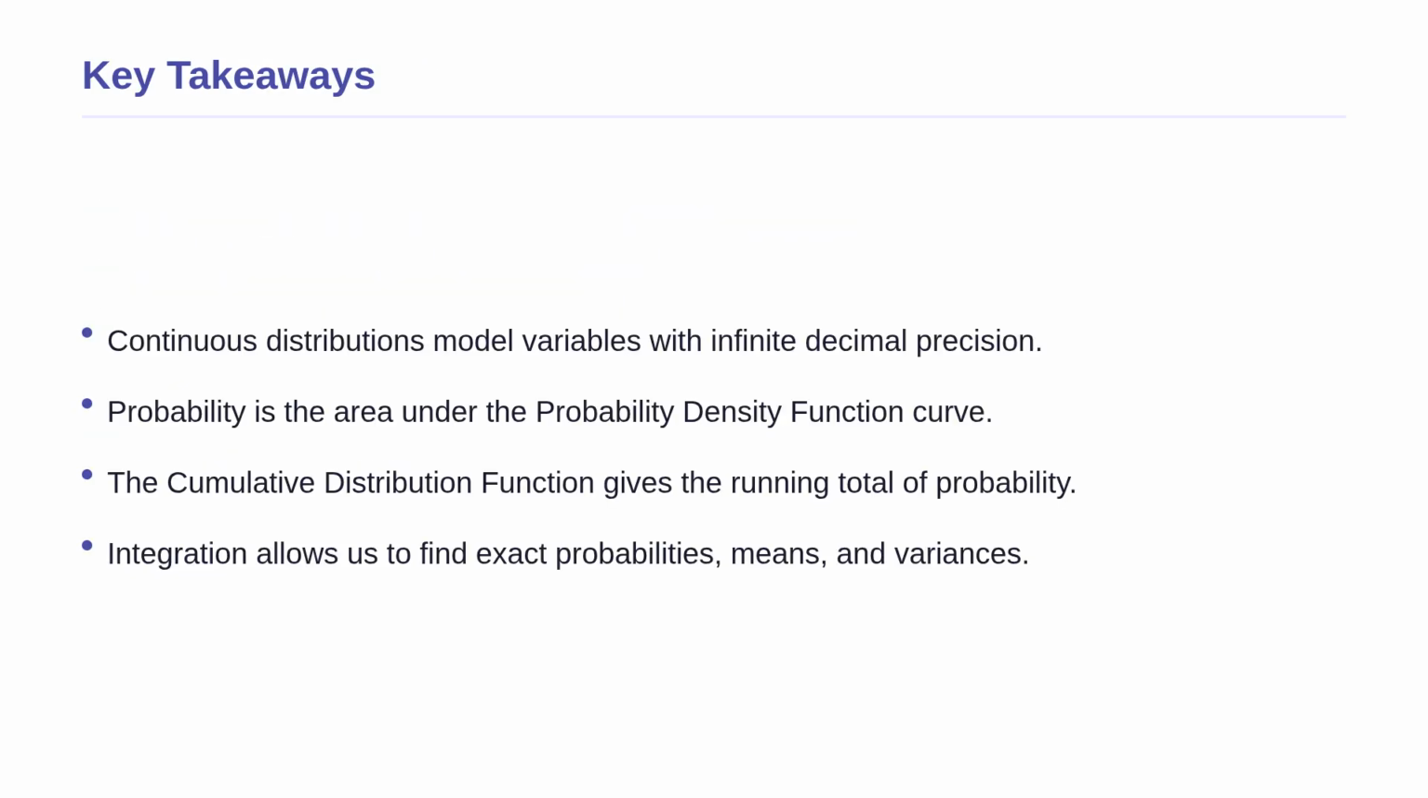Let us summarize what we have learned. Continuous probability distributions are the backbone of modern science and engineering, allowing us to handle variables that can take on any decimal value. We use the probability density function to see the shape of the probabilities, and we integrate it to find the actual chance of an event occurring within a specific range. The cumulative distribution function gives us a convenient running total. Finally, by integrating, we can find the mean and variance to understand where data is centered and how it spreads. You now have the tools to model continuous realities.